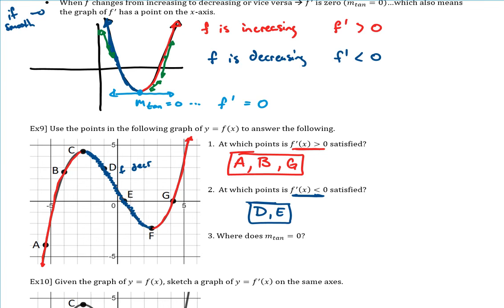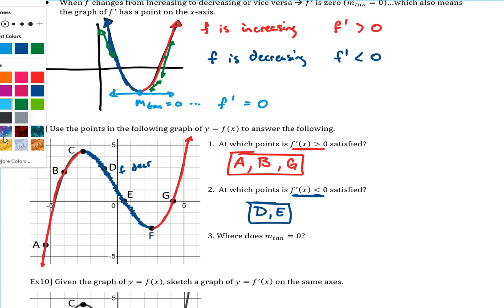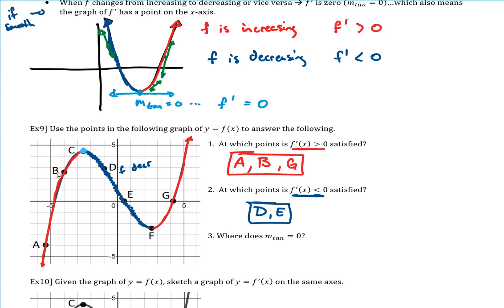Okay, and then the C value and the F points are where we have that special case. Let me bold it in this light blue color. That's where the slope would be 0. So there's the mtan equals 0, and right there is also where the mtan equals 0. So it's at our C and at the F. Another way to think of this is that at C and F, we also know that f prime of x is 0.